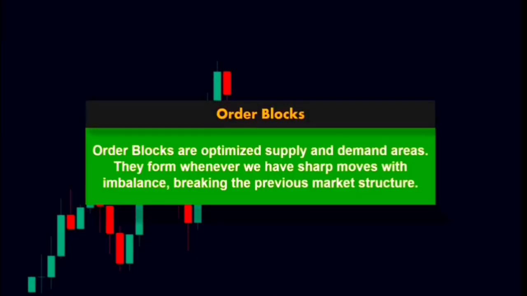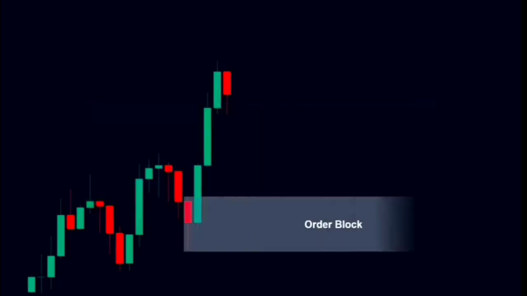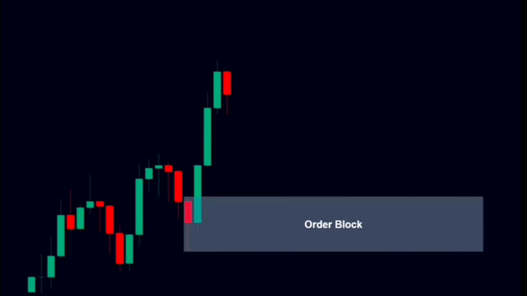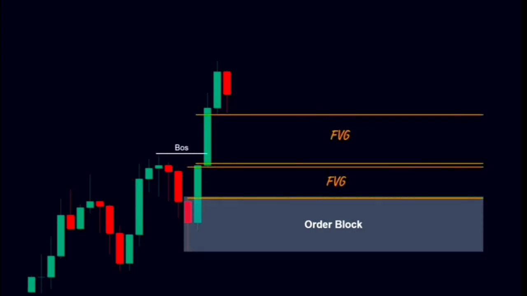Order blocks are optimized supply and demand areas. They form whenever we have sharp moves with imbalance, breaking the previous market structure. Usually, we mark the last candle that created the fair value gap as an order block, which we believe that the decisions are made during this candle.